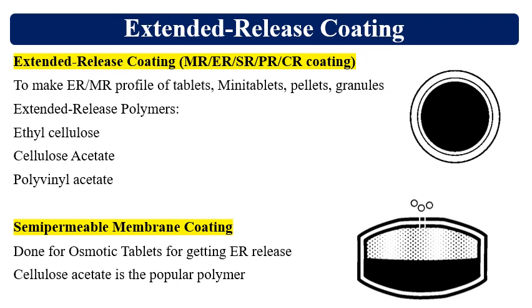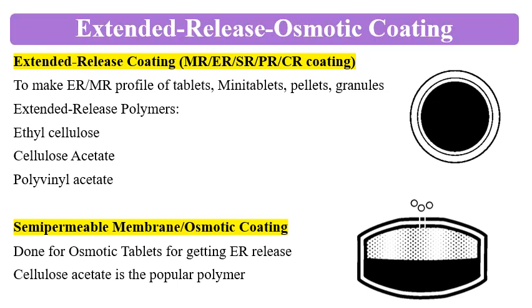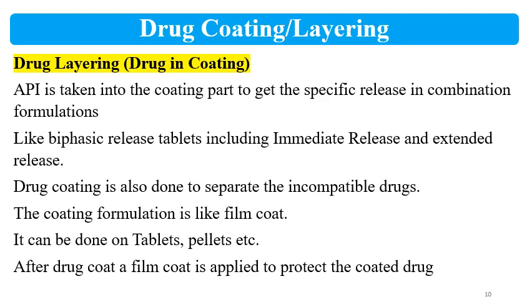So this coating is used for osmotic type of formulations, for getting the semi-permeable membrane onto the core tablets. Cellulose acetate is the prime polymer and it is used along with PEG as a pore former and some other excipients. So for making the semi-permeable membrane, cellulose acetate is the desired polymer. Osmotic tablet is a type of modified release tablet formulation.